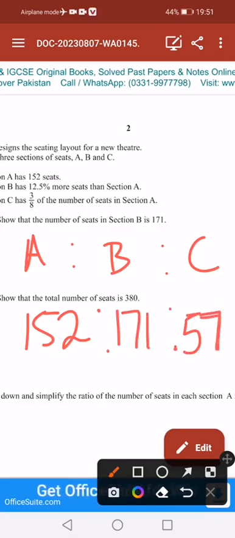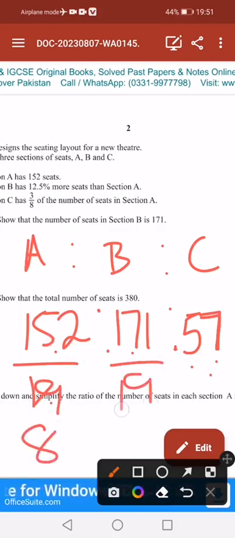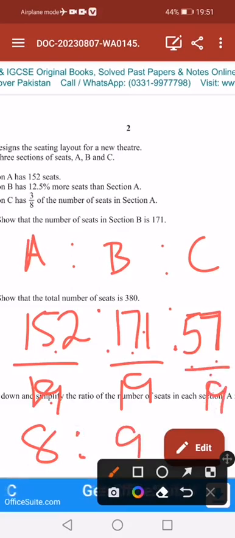So what you need to do now is to find the common denominator, the common factor in numbers, that goes into 152, into 171, and into 57 without leaving a remainder. It's 19. 19 into 152, you are going to get 8. 19 into 171, you are going to get 9. Then 19 into 57, you are going to get 3. So this is the ratio of A is to B is to C in its simplest terms: 8 is to 9 is to 3.